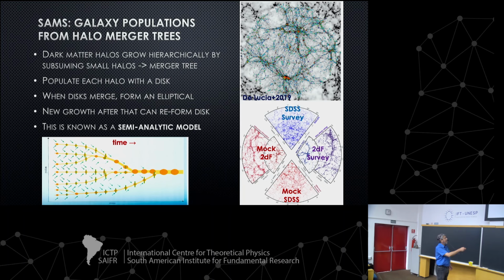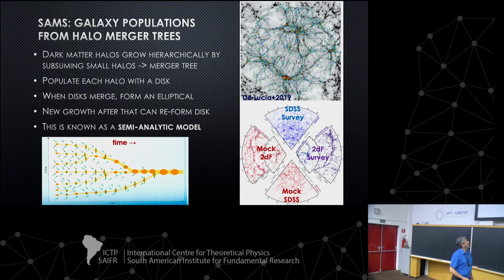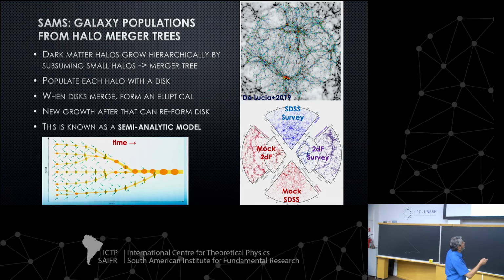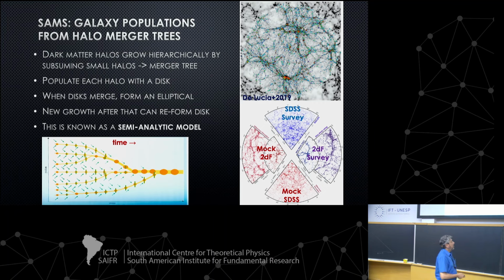So we can reset this clock effectively, and if two things merge, we say, oh, we form an elliptical, get rid of the disk. But of course, the disk can regrow if there's more gas. We saw an example of that last time. Eventually, you end up with something that merges and comes up with an elliptical. Okay, so that's the idea. You can create very nice large-scale structure from this.